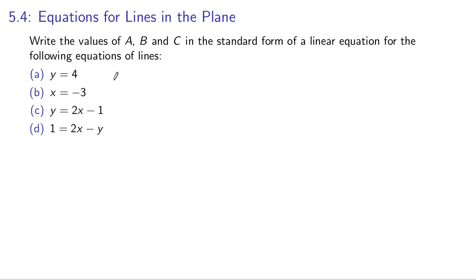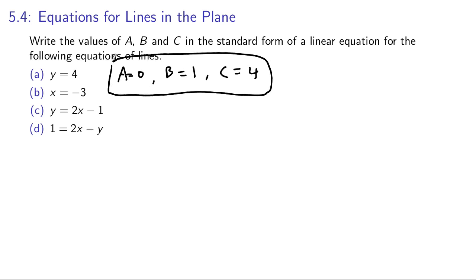So A would be 0 in this case because there is no x. B would be 1 because y has no coefficient. And C is for part A. Part B, we have A is 1 because there's an x and it has no explicit coefficient, so its coefficient is 1. B is 0 because there's no y, and C is minus 3 because it's the right-hand side.